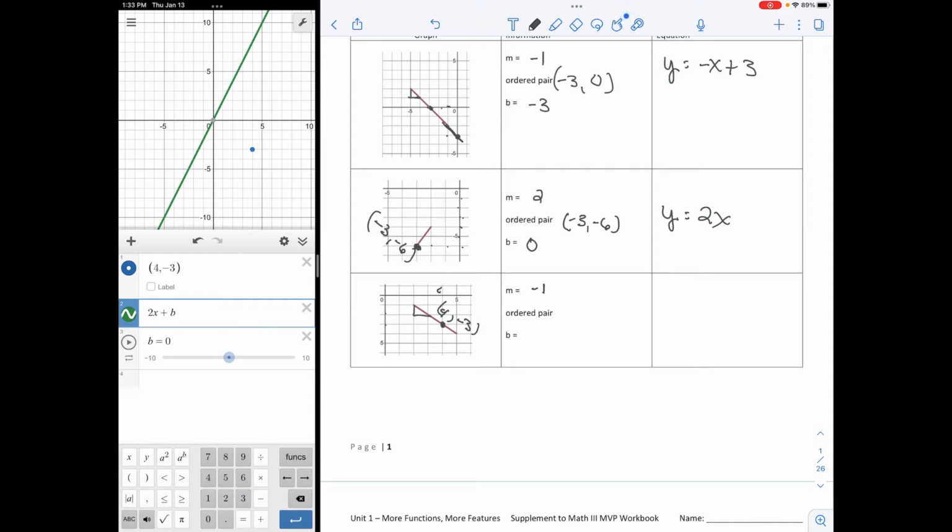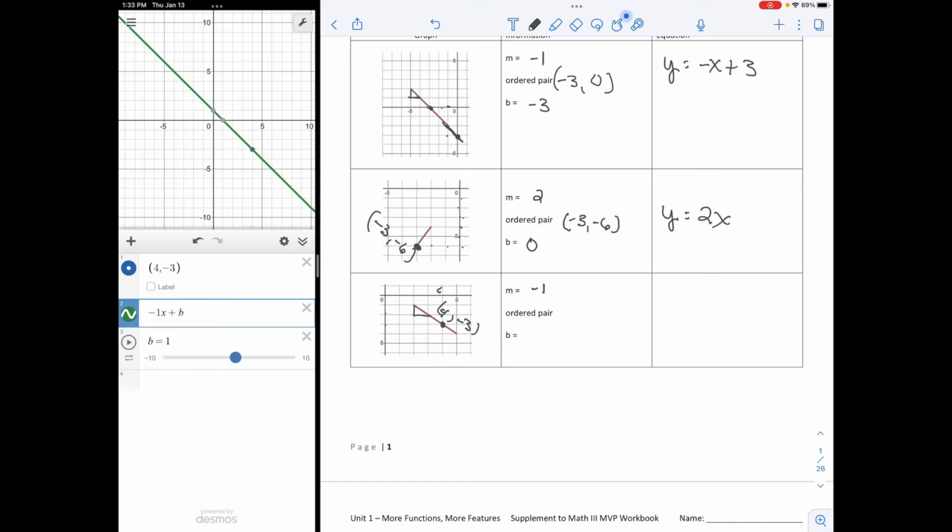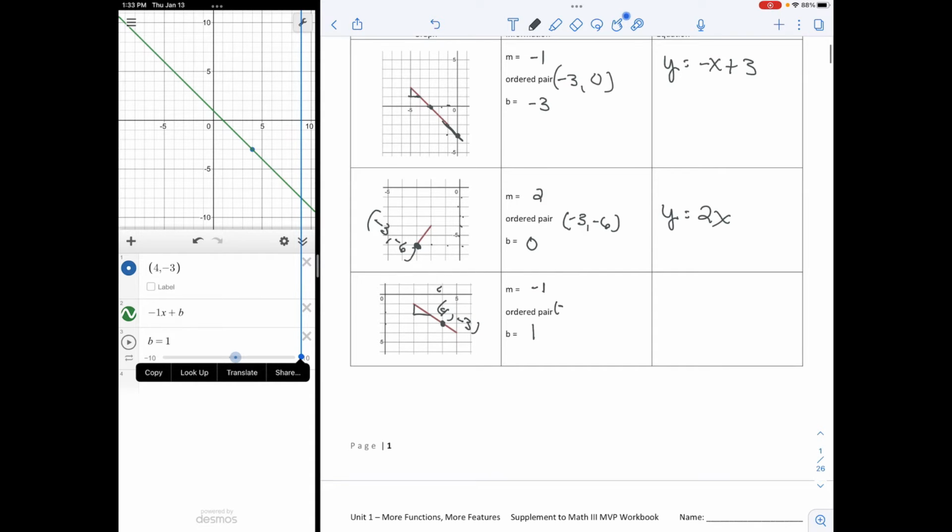And my y is going to be, my slope was -1. And my b remains, so now I'm just trying to get it to go through that point. Let's go up 1. And so it looks like my b is going to be 1. If I go straight through that point, my b is 1. My ordered pair was 4, -3. And so the equation of that line is going to be y is equal to -x plus 1. Easy peasy, boys and girls.